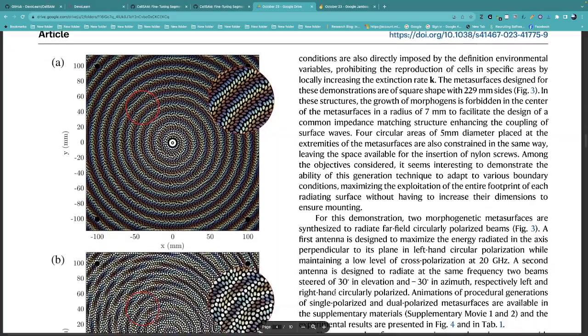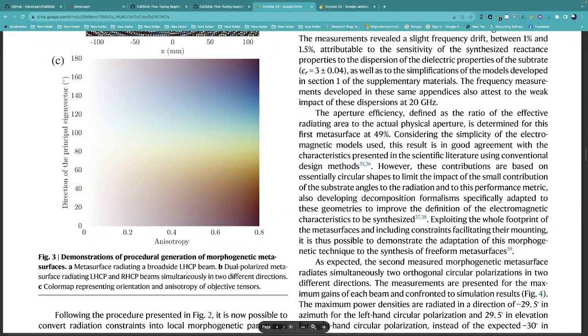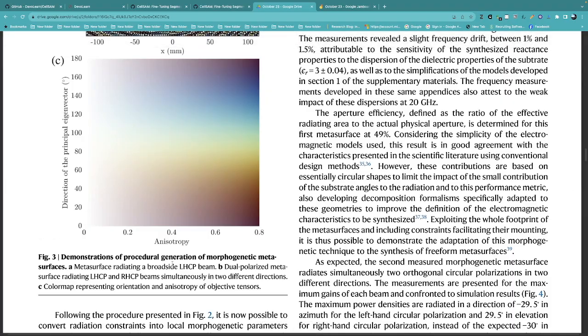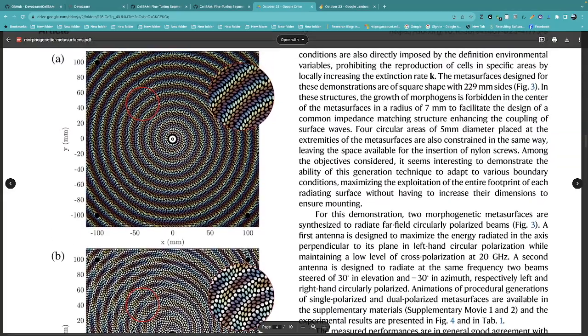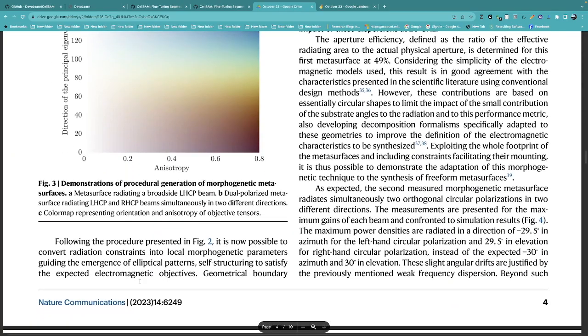And so this is an example here in this figure. This is a demonstration of procedural generation of morphogenetic metasurfaces. So this is metasurface A, a metasurface radiating a broadside LHCP beam, which is here. So this is radiating this beam. This is where they do the hologram part.